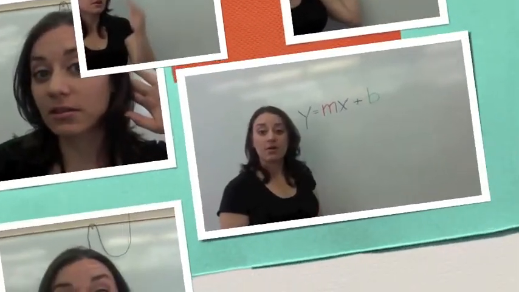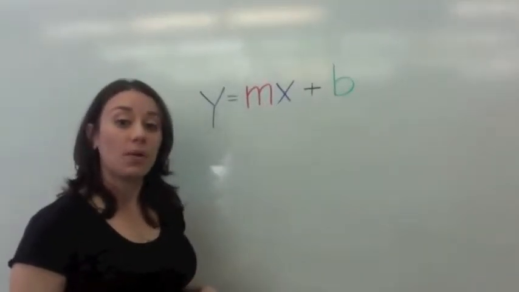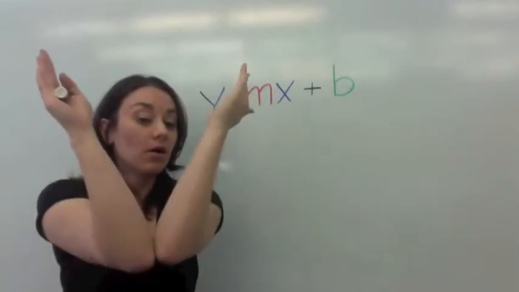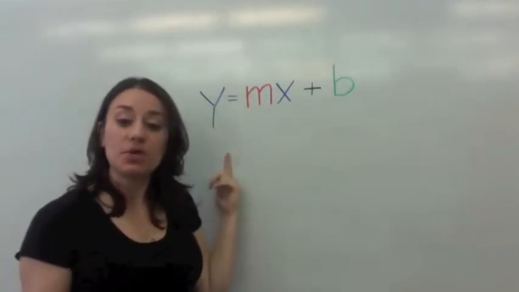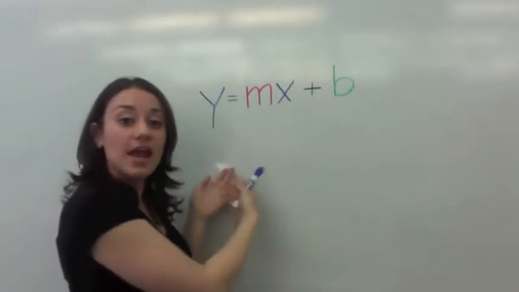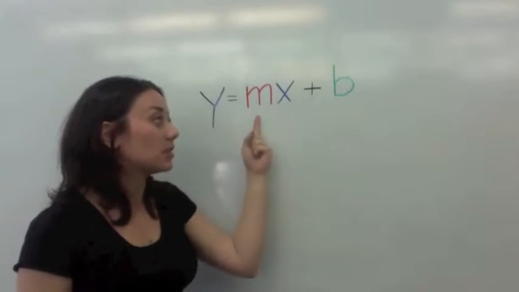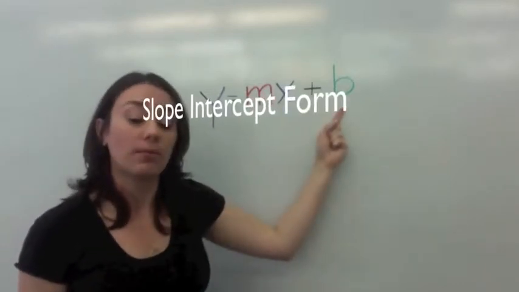Very good. Now, we're used to seeing linear equations start with the letter, which letter? Y. But did you know that there is actually a name for this form of the equation? It is called the slope-intercept form. What is it called?